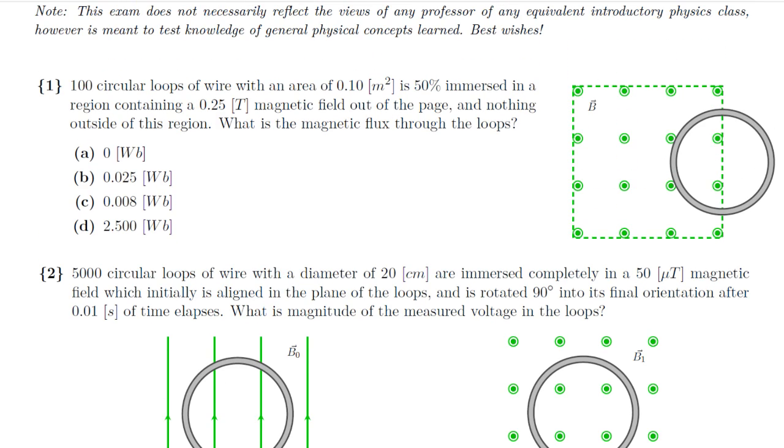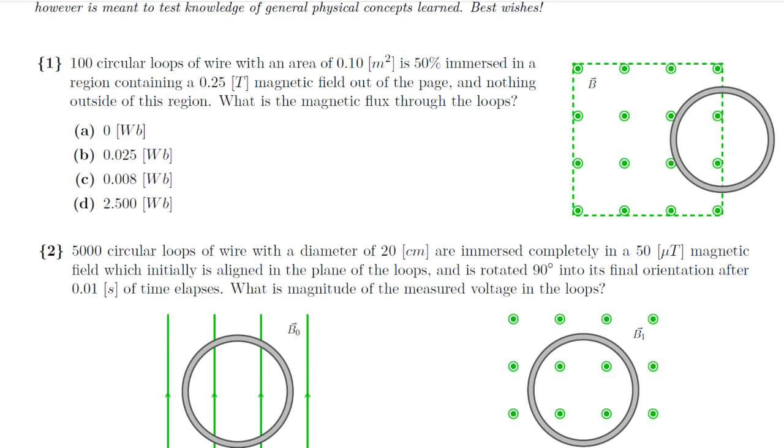All right, so let's take a look at number 1. This is all in topic order, by the way, so we're starting with magnetism, magnetic flux. So we have 100 circular loops of wire with an area given. It's 50% immersed in a region containing 0.25 Tesla magnetic field. It's out of the page, as shown here, and there's nothing outside the region.